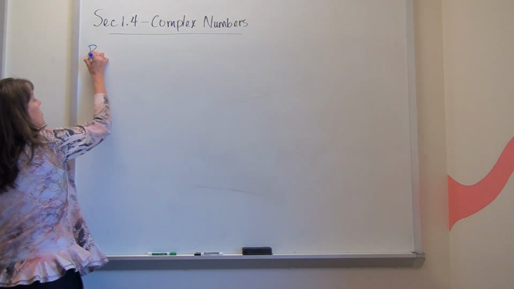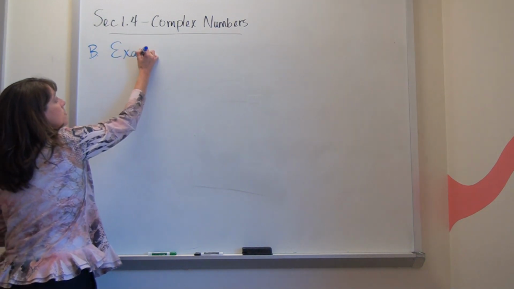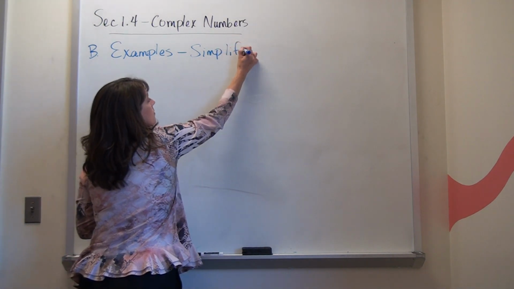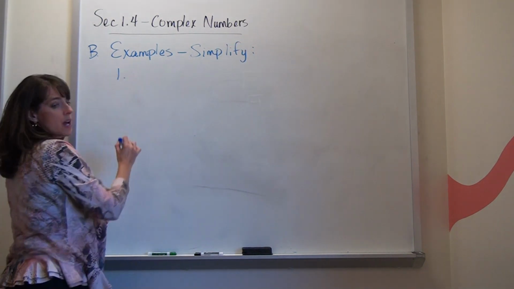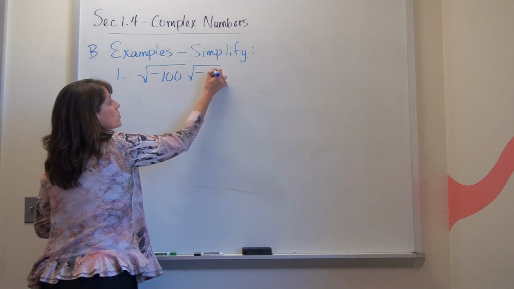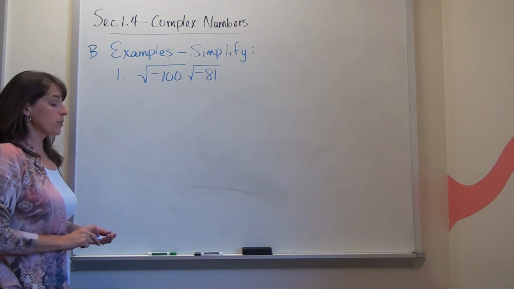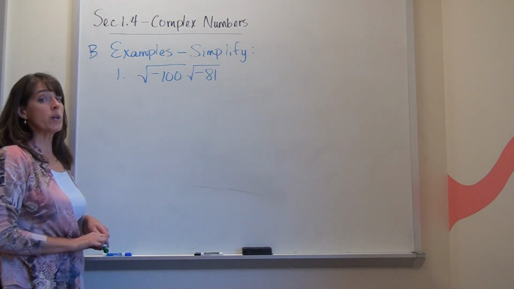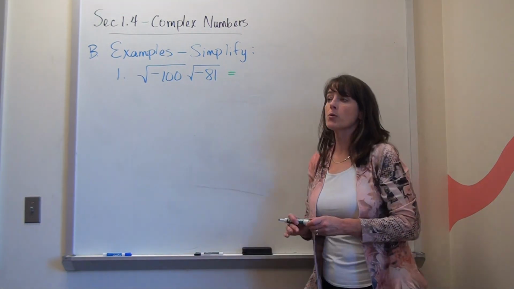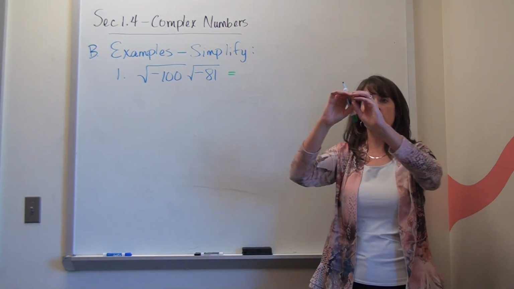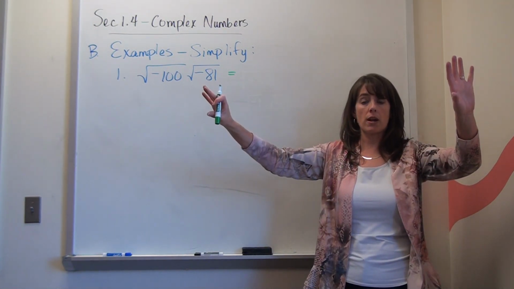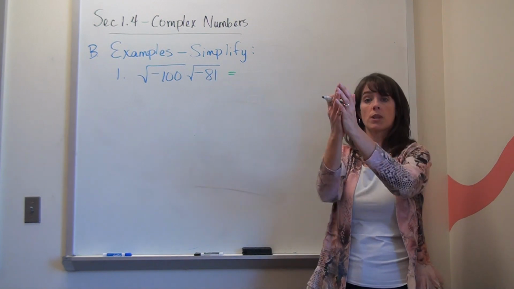Let's say, for example, that I need to simplify the square root of a -100 times the square root of a -81. Now, previously, our product rule said that we could multiply those two together. The product rule said you can start with things that are underneath a radical and split them up as long as they're being multiplied. If they're multiplied, you can split the multiplication up into two separate radicals, or you can start with two separate radicals and bring them together.